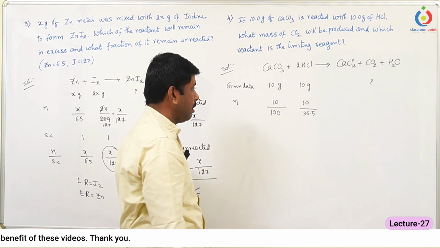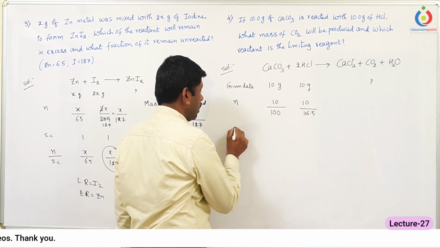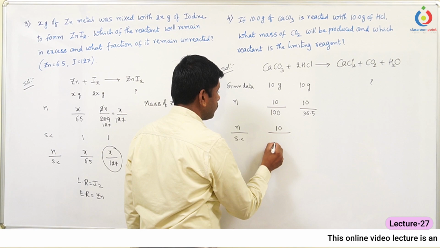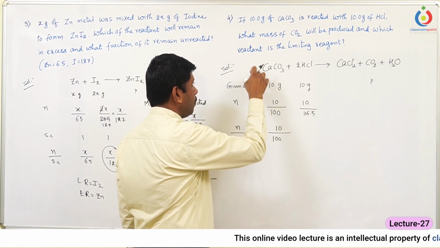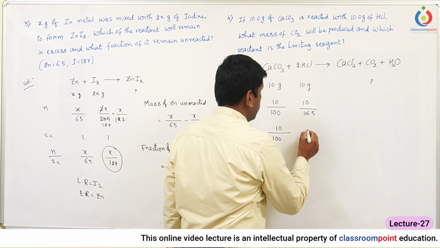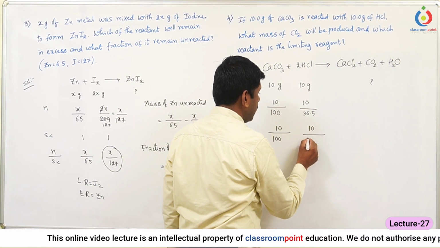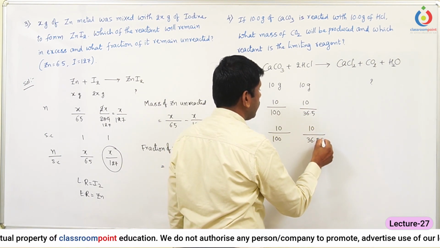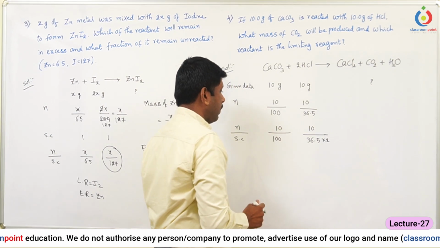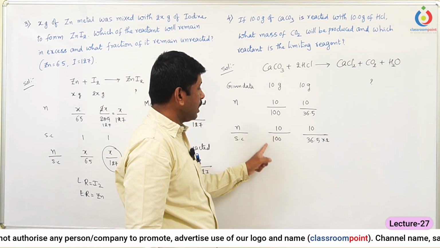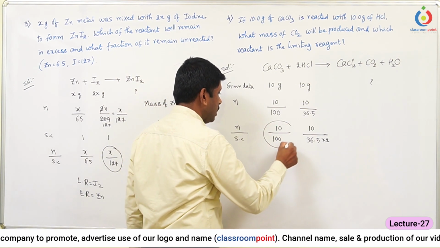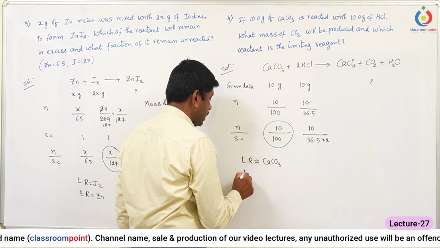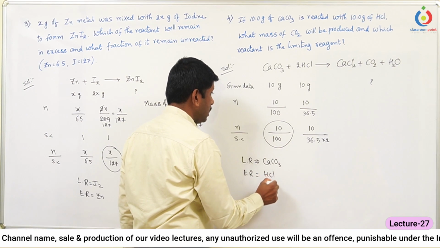So calcium carbonate is having the least value. Let us see the number of moles divided by stoichiometric coefficients also. Here 10 divided by 100, divided by only 1, so the value does not change. But here 10 divided by 36.5, again divided by 2. So the final value again, the denominator value is higher for the calcium carbonate. So calcium carbonate is the limiting reagent, and the excess reagent is HCl.